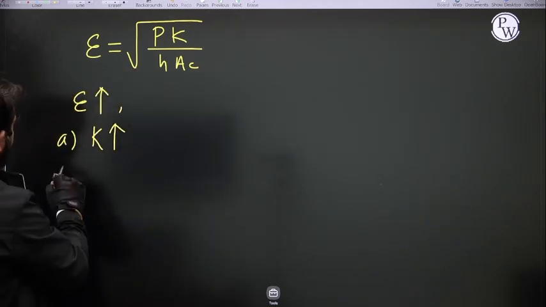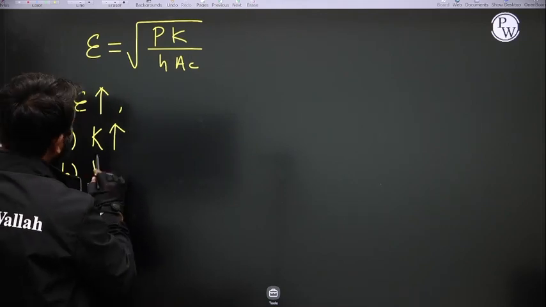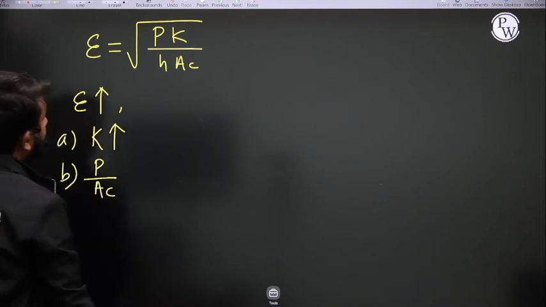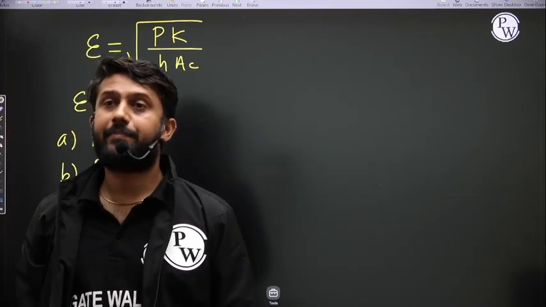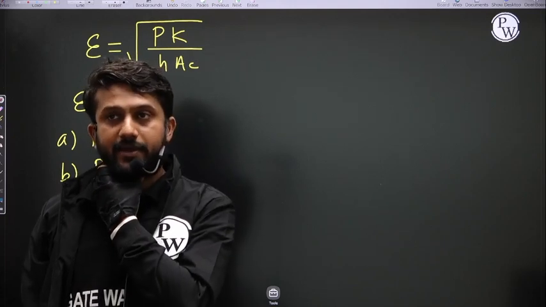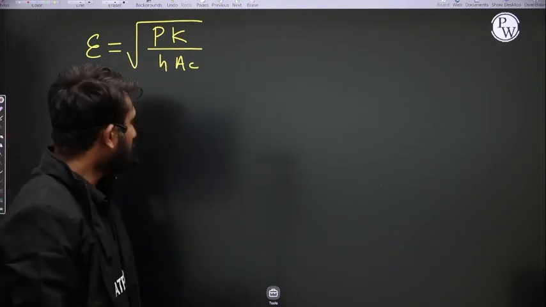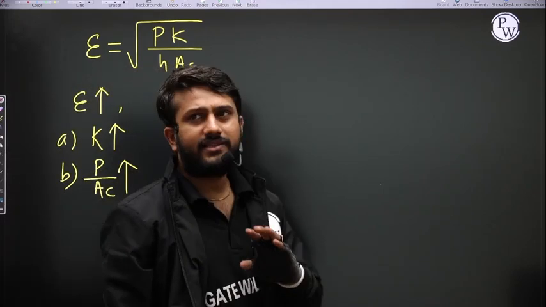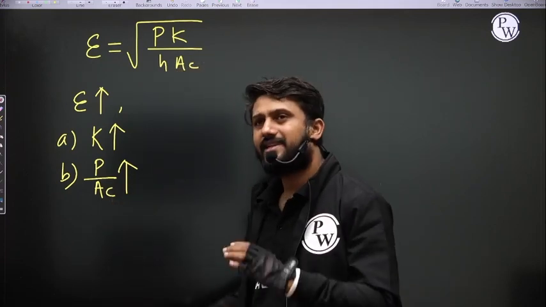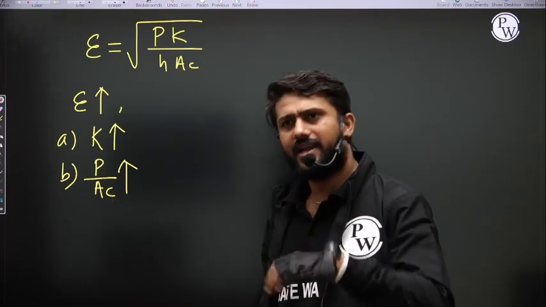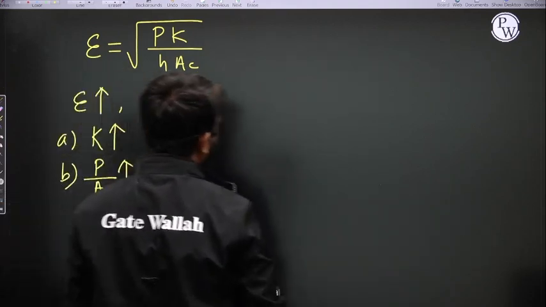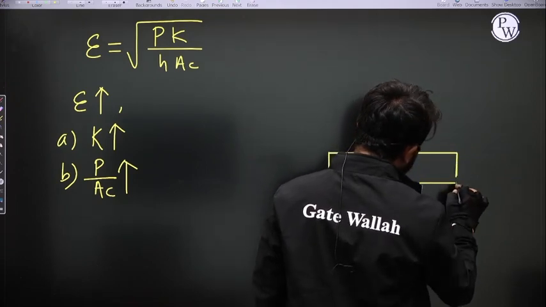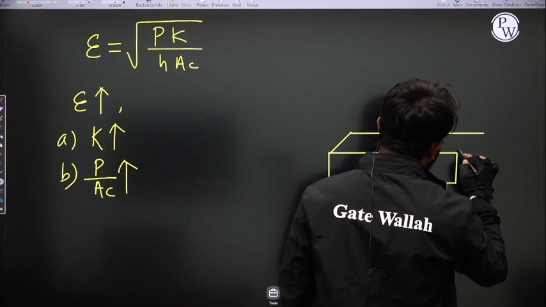What is the second way? By increasing this ratio P by A_c, the perimeter to cross sectional area, the effectiveness increases. Or we can say this statement in another way also. See here, let us assume I am considering a rectangular fin.